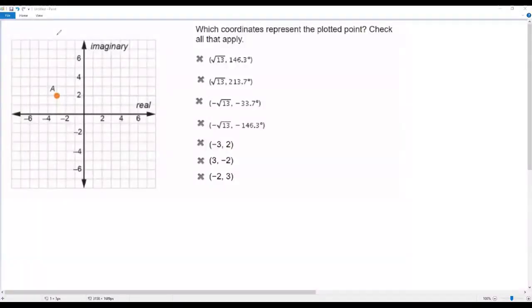Here we have a pre-calculus problem. So here we have a complex plane. Because the vertical axis is imaginary, the horizontal axis is real. And let's go with the question here. Which coordinates represent the plotted point?